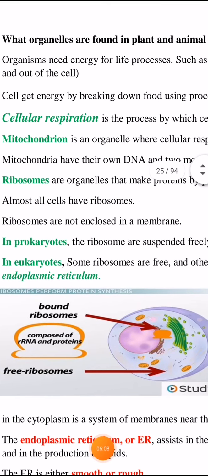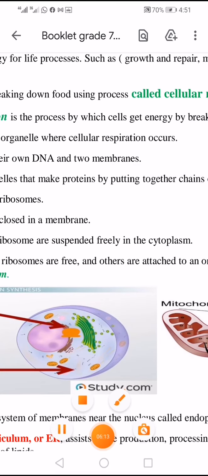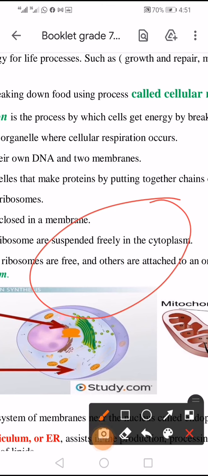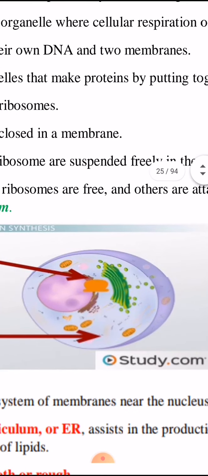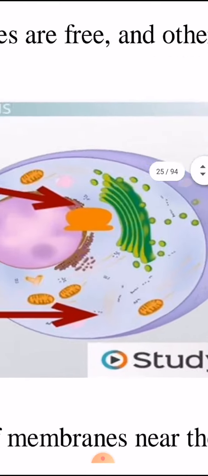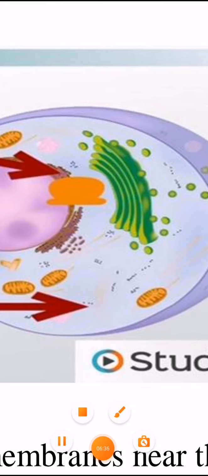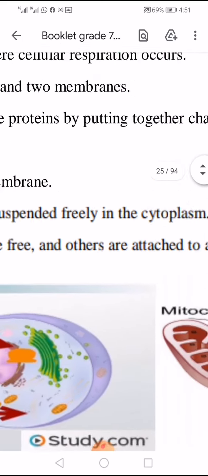So in prokaryotes, like bacteria, the ribosomes are suspended freely in the cytoplasm, like dots. Let's imagine this is a bacteria cell. These are ribosomes, found like this, freely in the cytoplasm. While in eukaryotes, some are free, like these dots, and others are attached to an organelle called the endoplasmic reticulum. This brown color is the endoplasmic reticulum with attached ribosomes, called bound ribosomes.